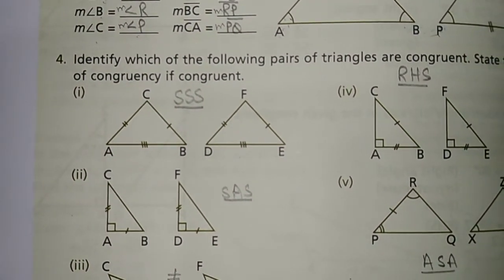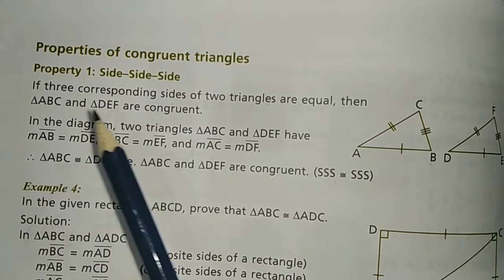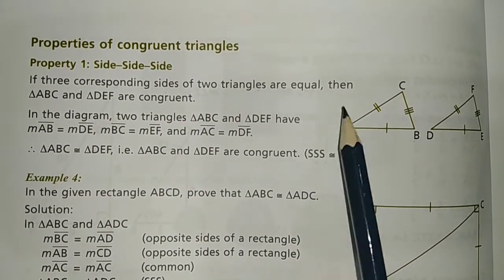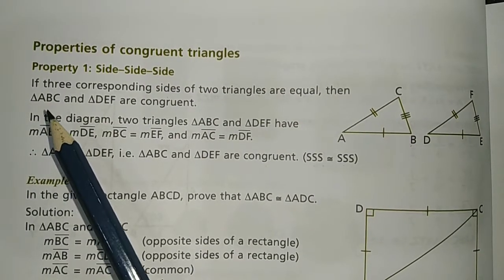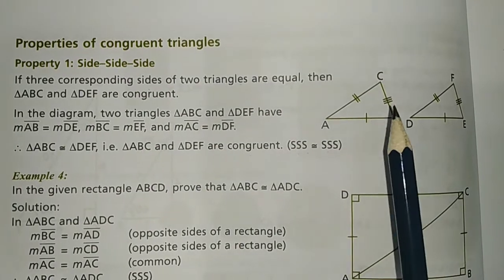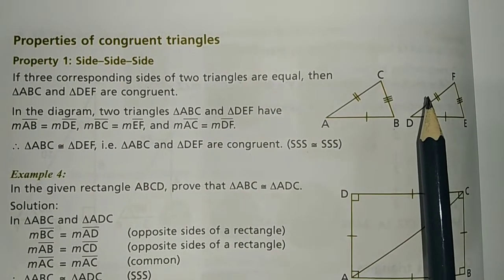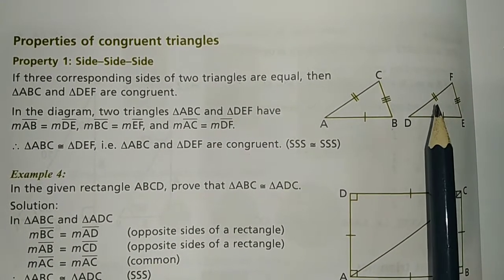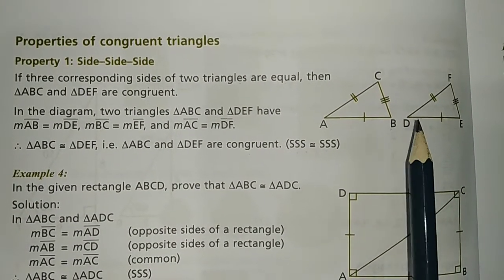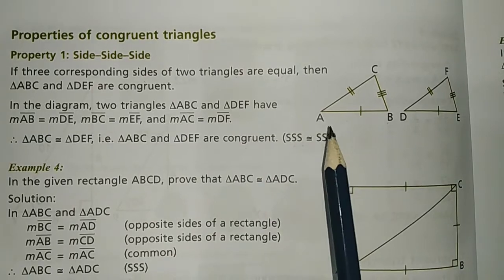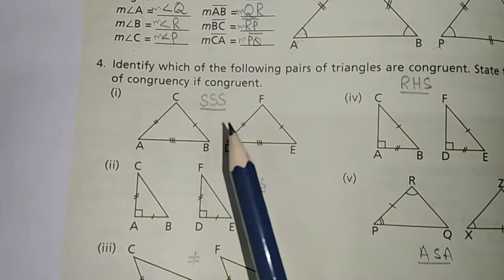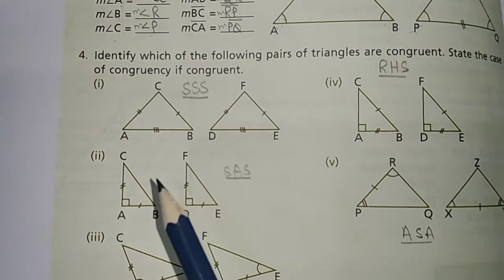According to this property, if three corresponding sides of two triangles are equal, then triangle ABC and DEF are congruent. If three corresponding sides are equal to the other sides of the triangle, then these two triangles are congruent by the property side, side, side. So we can write this is a side, side, side property.